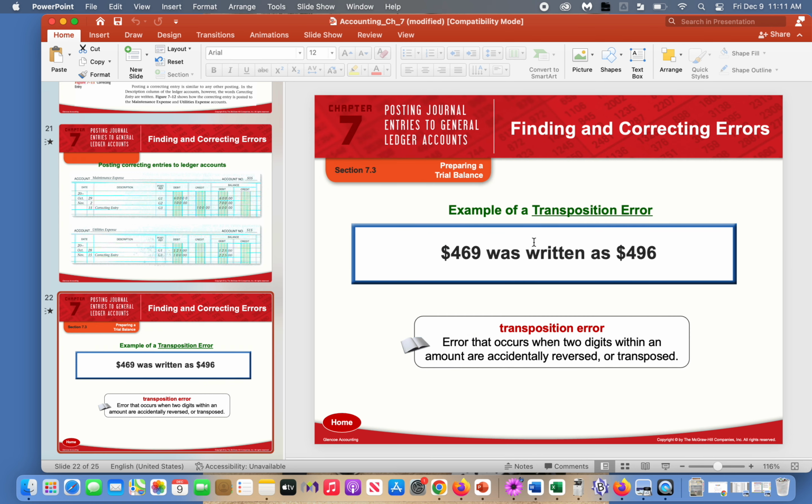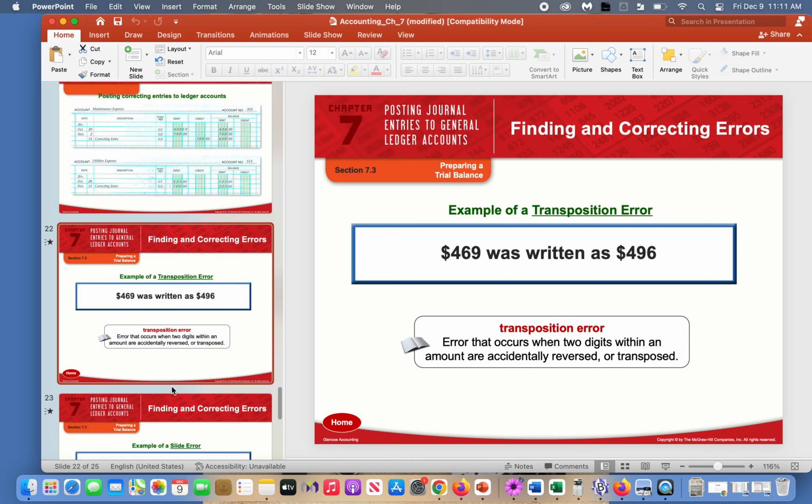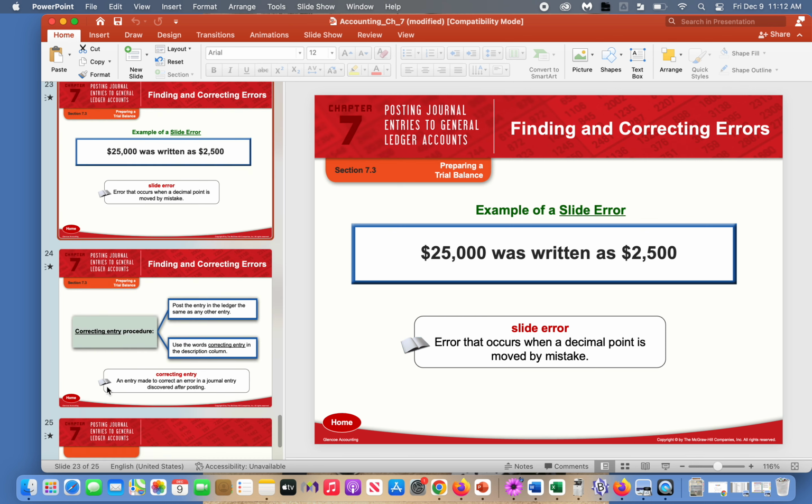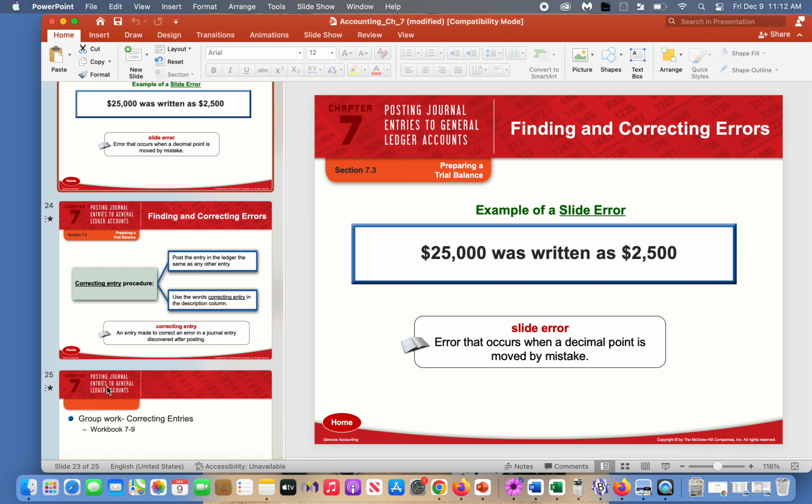A couple more errors. There's something called transposition error. Many of you have done this before, where you transpose two numbers. 469 was written as 496. Maybe we journalized correctly and posted wrong, and that might be a simple cross-off in writing it right. So transposition error. There's also something called a slide error that we've been victim of. I actually did this in class yesterday. Basically, it's kind of like sliding a decimal point. So maybe you had something that was $25,000, but you wrote it as $2,500. Or maybe you had something that was $250 and you wrote it as $2,500. Basically adding an extra zero or two.